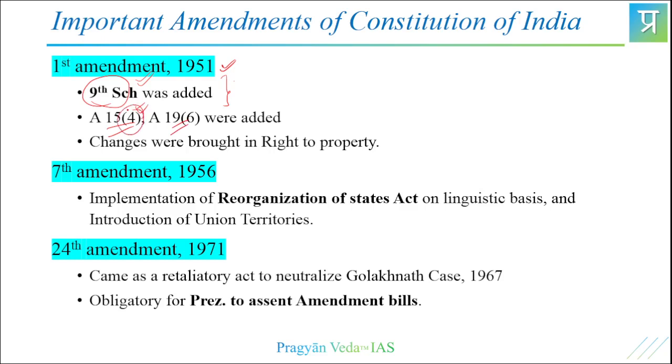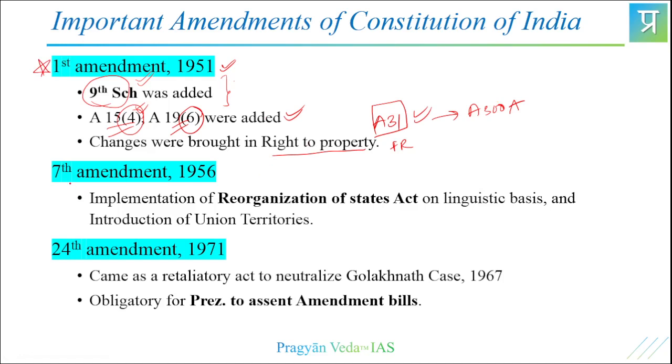Article 15(4), meant for giving reservations for socially and educationally backward classes, and Article 19(6) were also inserted. Changes were also brought in the right to property. If you remember, Article 31 was there, which was the right to property, which means the right to property was a fundamental right then. Eventually it was removed and made just a legal right under Article 300A. So this is important for the first amendment, which happened in 1951.